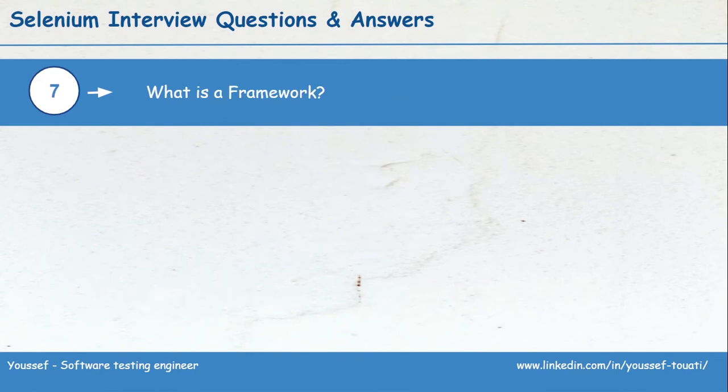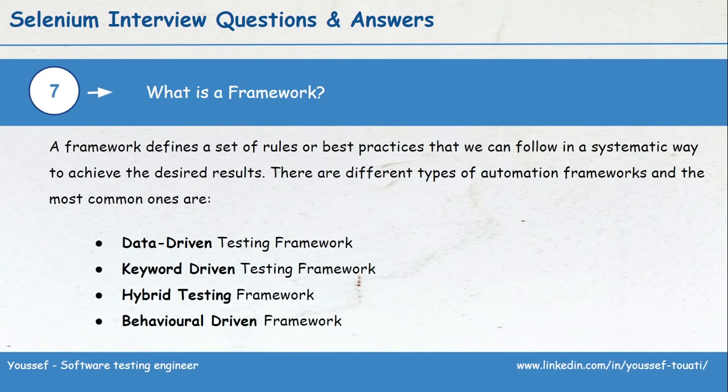The interviewer may ask you, what is a framework? In fact, a framework defines a set of rules or best practices that we can follow in a systematic way to achieve the desired results. There are different types of automation frameworks, and we will now see the most common ones. So we have the data-driven testing framework, the keyword-driven testing framework, the hybrid testing framework, and also the behavior-driven framework.